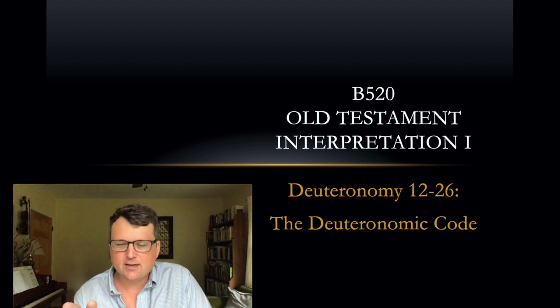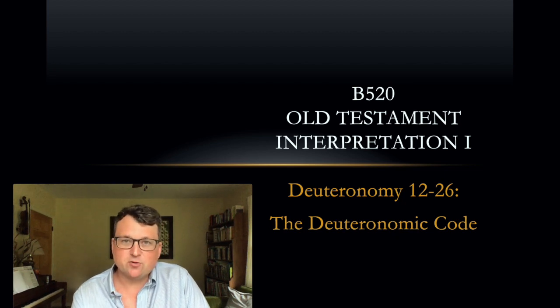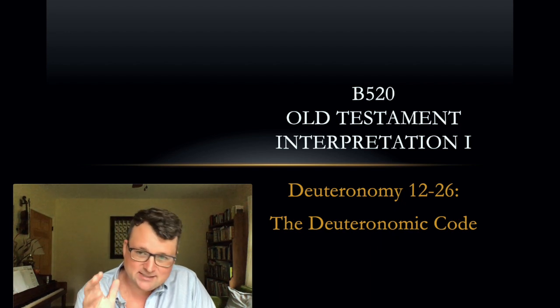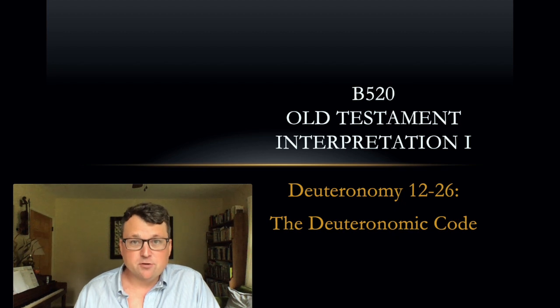We're continuing the conversation that we started with Professor Yoder's presentation on the frame of Deuteronomy, that is Deuteronomy chapters 1 through 11, and then the end of Deuteronomy all the way through chapter 34. So in this section of our class, we will talk about Deuteronomy chapters 12 through 26, which we would call the center of the law code of Deuteronomy, or the Deuteronomic Code.